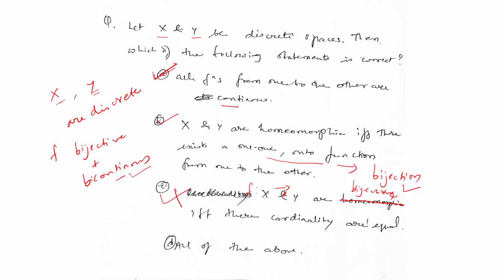From the first condition you get that the functions, either from X to Y or Y to X, that is the inverse function, will be continuous, right? So you got the condition for bicontinuous. Now remains bijective. It is given that X and Y are homeomorphic if and only if there exists a one-one onto function. That is, you have a bijective function, and from the first option you get that it is bicontinuous. So both the properties for being a homeomorphism are satisfied. Therefore X and Y are homeomorphic. So options A and B both are correct.